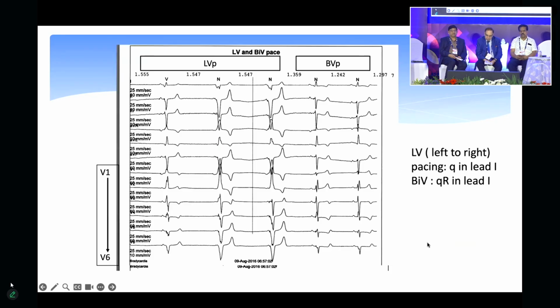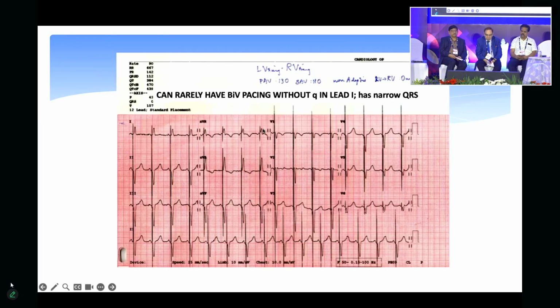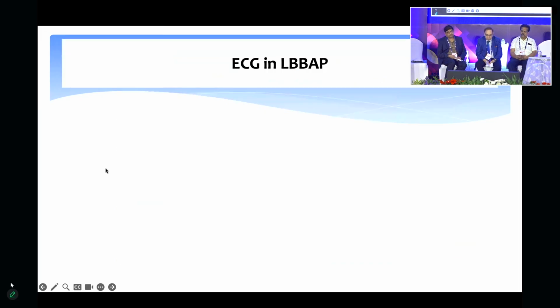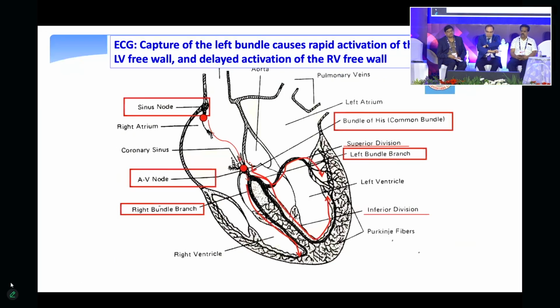Now, this is not to be found in all patients, but this is a general idea. You look for a positive deflection in V1 and you look for a negative deflection in lead 1. And for individual patients, please record the ECG and keep for subsequent reference. Rarely you can have a bi-V pacing without a Q in lead 1 with a narrow QRS. Now, ECGs in left bundle branch area pacing. There are two features. One is a delayed activation of the RV free wall, meaning an RBBB morphology in V1, and a rapid activation of the LV free wall, meaning a rapid peaking of the V6 ECG.